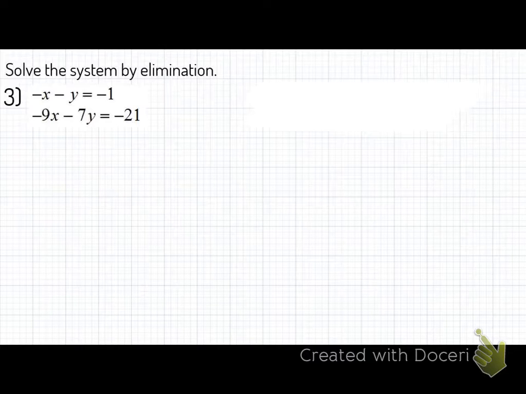Yeah. All we're going to do is times the top one. I'm going to do y. You go either way. Negative 7. Negative 7. Yeah.